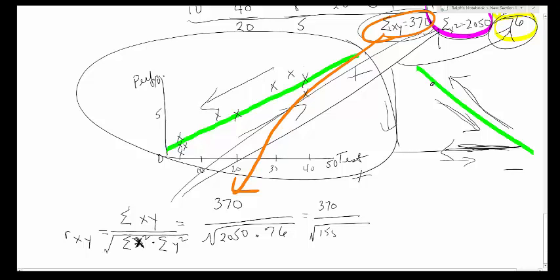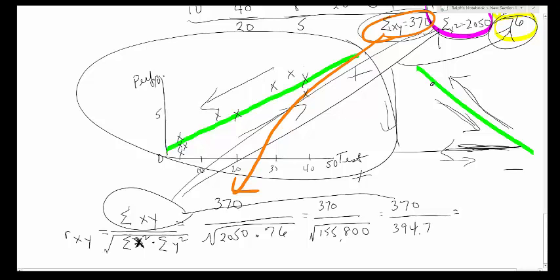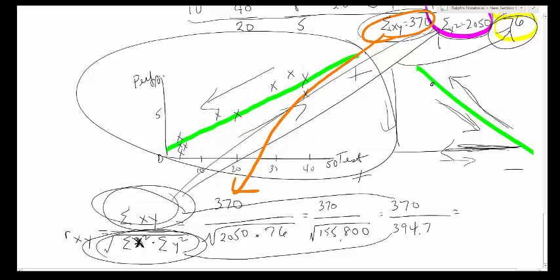this is 155,800, which equals 370 over, take the square root of that, 155.8, and you get 394.7. And now, what does that mean? That means the degree to which they vary together, compared to the potential for variance being independent from each other, is 394.70.